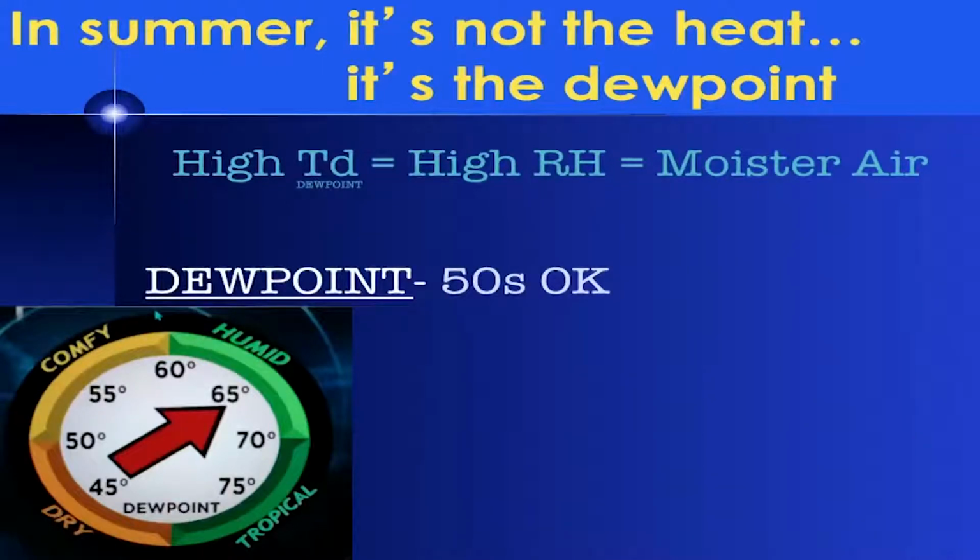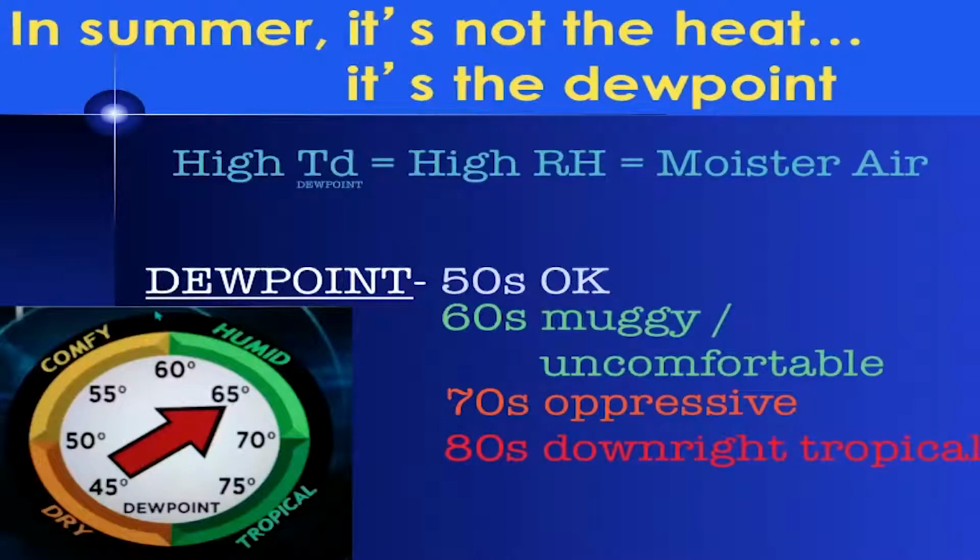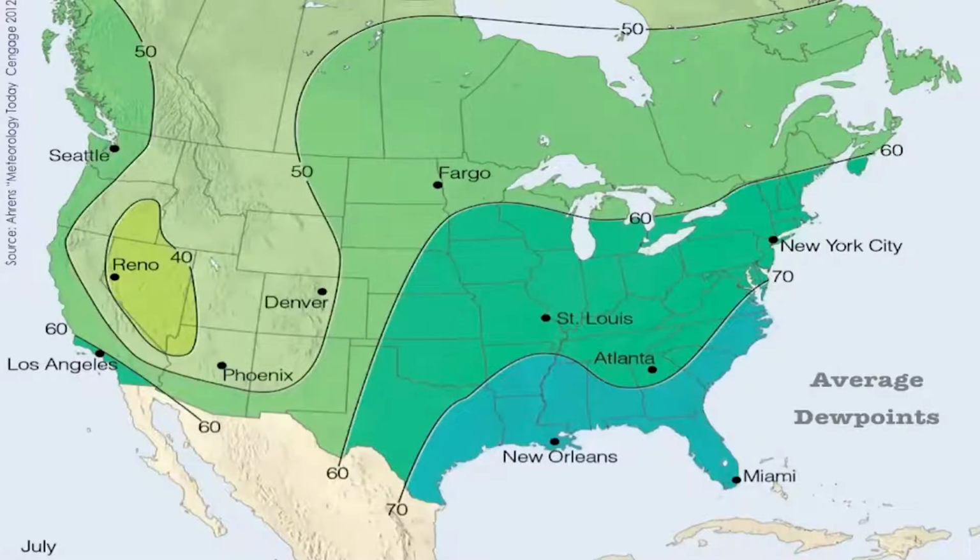So typically, a dew point in the 50s, it's going to feel comfortable. It's okay. In the 60s, it's muggy and it starts to get uncomfortable. A hot, humid summer day, we have dew points in the 70s. And every now and then you'll see a couple in the 80s. That's just downright horrible.